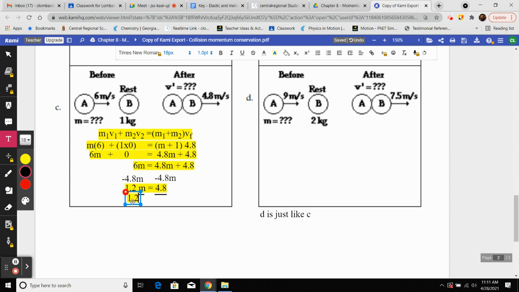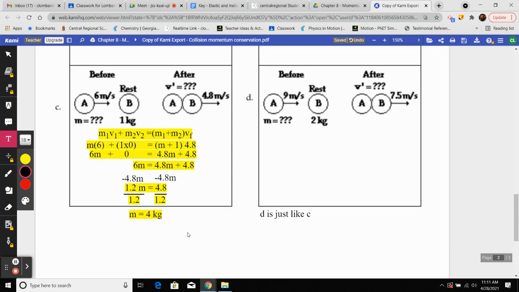Again, guys, I'm just doing the full work part of this so we can see. Do you need to go into all of that? No, it's fine. All right, so 4.8 divided by 1.2 is going to leave us with the fact that m is equal to 4 kilograms. That will be your final answer.